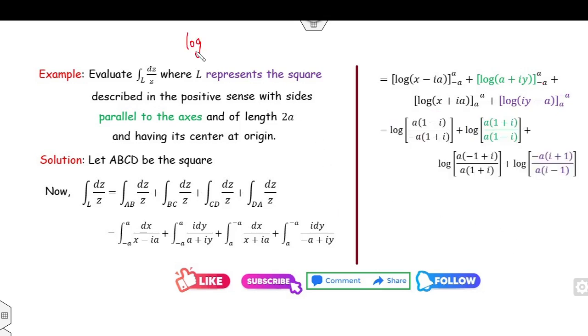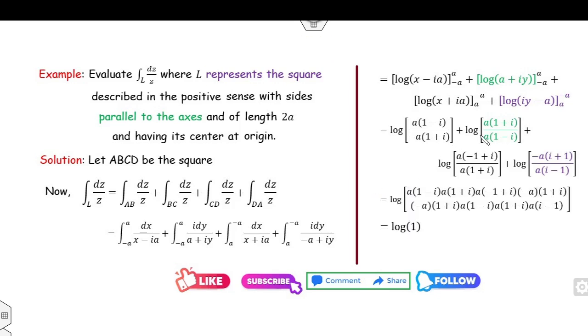Again, we all know log m plus log n is equal to log of mn. So I can simply use the log of mn concept. And you can see this limit will be cancelled out by this term. Plus cancel out this, minus and minus cancel, all cancel. Log of 1 in the complex number is e raised to power 2 pi iota. So the answer is 2 pi iota, which is the correct answer of this problem.